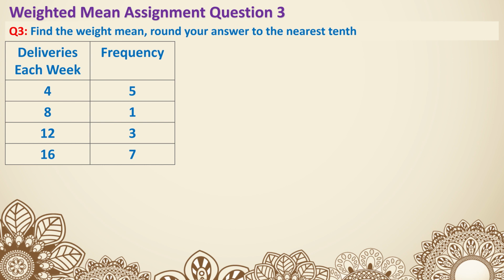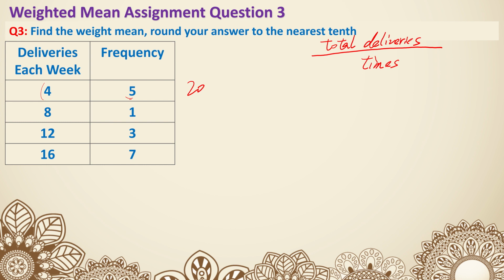So first, you are going to need to find out what is the total amount of deliveries. The total deliveries. And then you're going to divide by how many times everything happened. And then you're actually going to get a weighted mean in that case. So first, delivery each week. 4 times per week happened 5 times, so it's frequency of 5. In total, there are 20 deliveries.